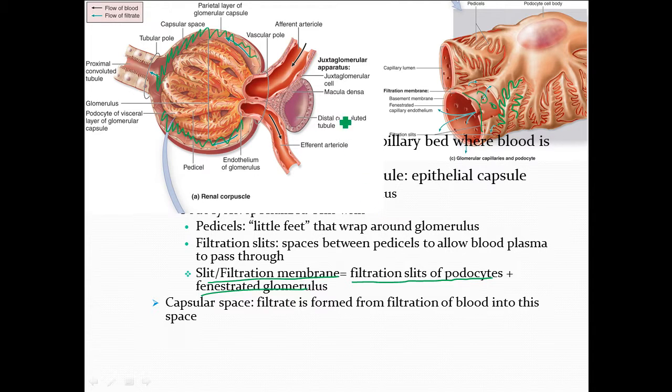So you have blood coming into the glomerulus. What is that vessel again when blood goes to the glomerulus? Afferent arteriole. It goes into the glomerulus. Once it goes to the glomerulus, it goes through the fenestrated capillaries, through the filtration slits, and from the filtration slits, now instead of blood coming through, it is called a filtrate. Okay, so it's not called blood anymore, it's called filtrate at this point.